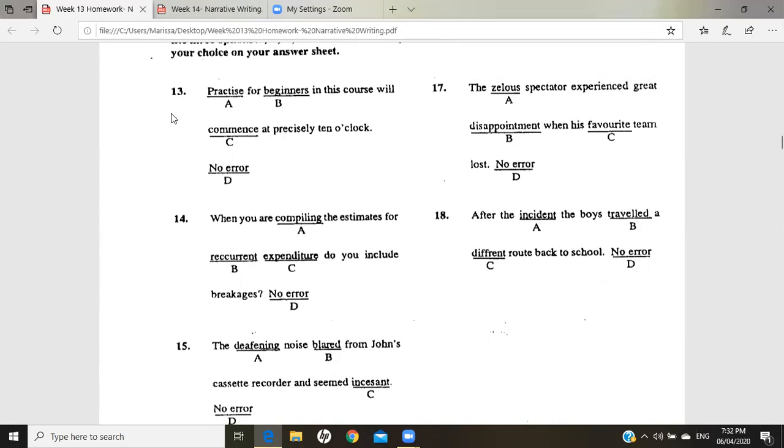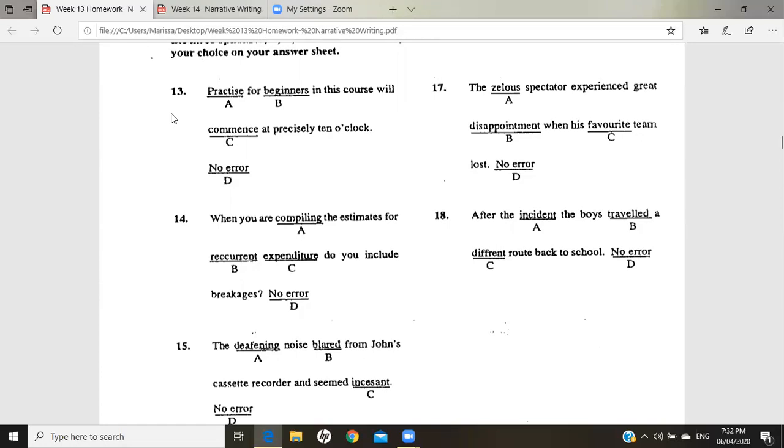Okay. 13. The answer is A, practice. Good. And that practice should be the one with the C, which is a noun, because we're actually saying that the noun in this case, the one with the S is the verb. So it's supposed to be practice with the C, meaning that the actual exercise or the custom is going to begin at this time. So the answer was A.